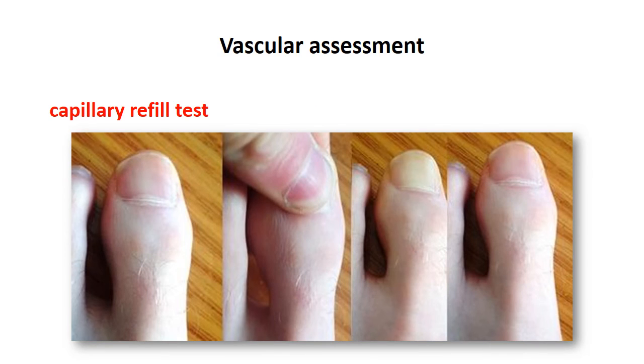Next, we do the capillary fill test. Pressure on the nail will cause pallor, and within seconds of removing the pressure the nail should get its color back. But if the pallor is retained for a few seconds more, this means that the patient has peripheral vasculitis.